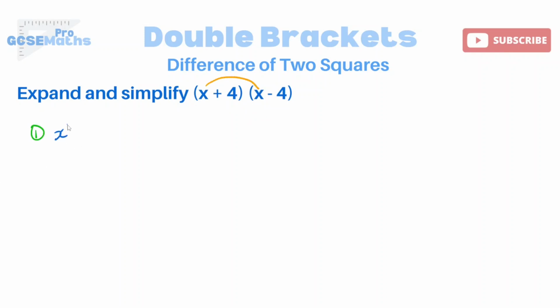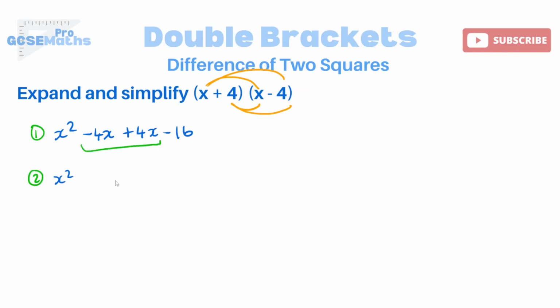X times x is x squared. X times minus 4 is minus 4x. And then 4 times x is going to be plus 4x. And finally, 4 times minus 4, so positive times a negative is a negative, 16. I simplify in the exact same way. I've still got my x squared, but I know that these two in the middle I'm going to add together.